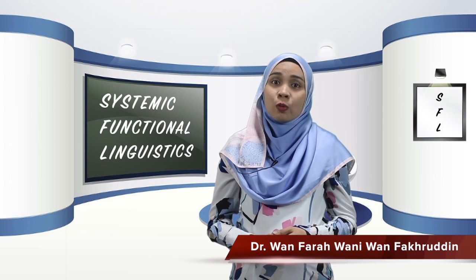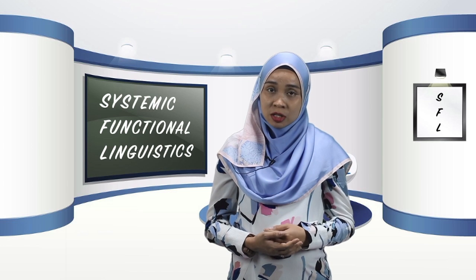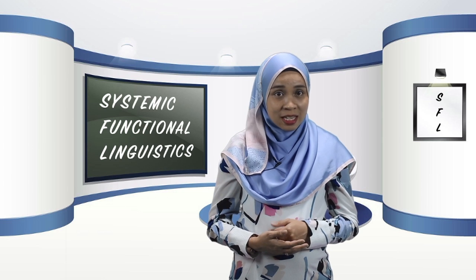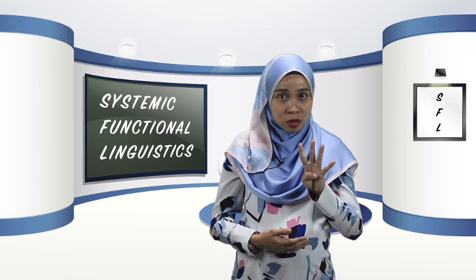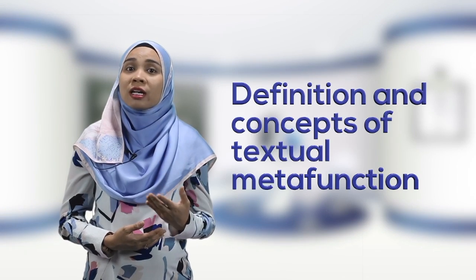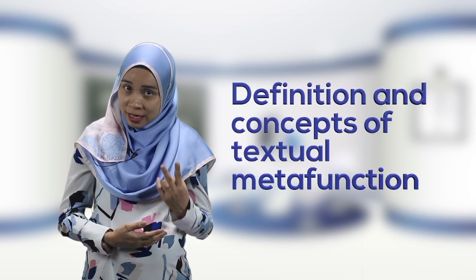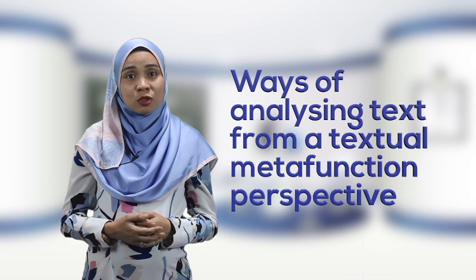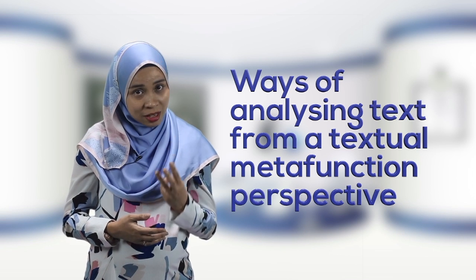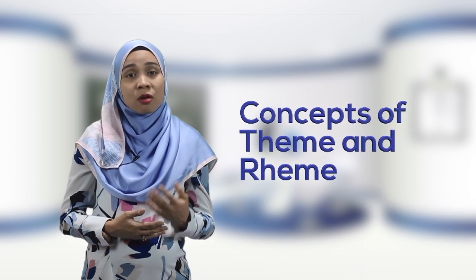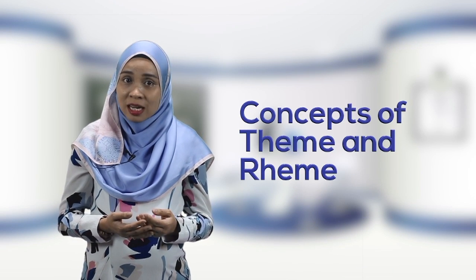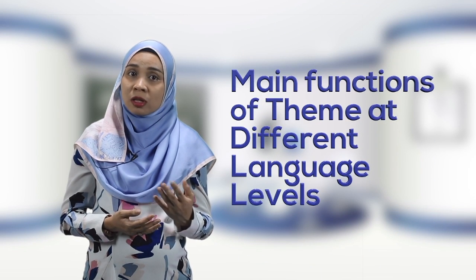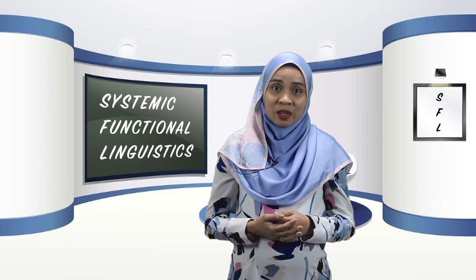In this lesson, we are going to learn about the third metafunction in SFL, which is the textual metafunction. In this lesson, I will be highlighting 4 things. The first is what textual meaning is all about. Second, I will be highlighting the different ways textual metafunction can be approached to analyze text. Third, we will also look at the concepts of theme and rheme. And finally, I will provide a brief talk about the main functions of theme at multiple language levels. Now, let's start.